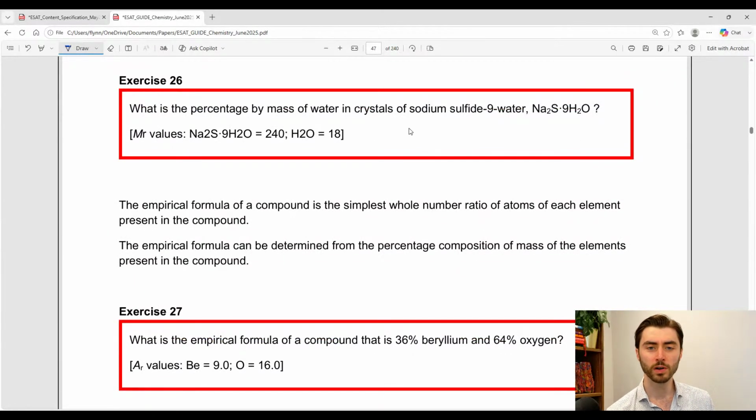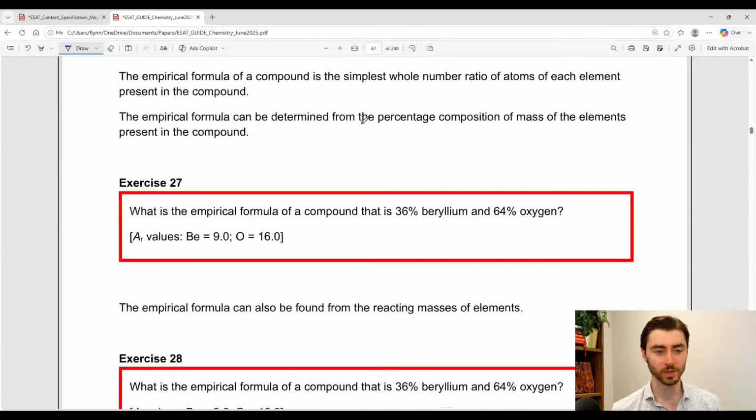Percentage by mass of water in crystals of this. So there are 9 of those. So 10 would be 180. So it's 162 out of the 240 times 100, which looks deeply unfun, and I don't appreciate it. So it would be 81 over 12 times 10, making that 6 and 5, making that something I can't be bothered to calculate. That should really be non-calc if we're doing this for ESAT prep.